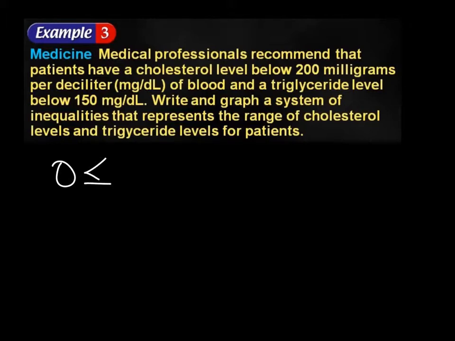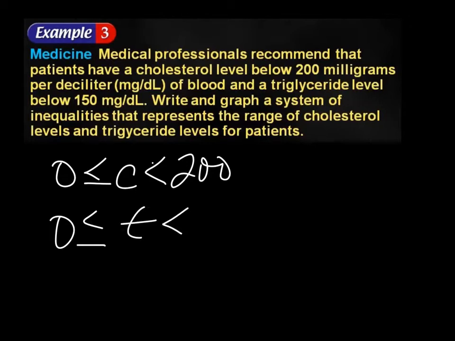0 is our boundary. For cholesterol, the maximum we want to have is 200. They said less than 200, so I didn't make it less than or equal to. And triglycerides, same thing. We cannot be negative. And the biggest, they want it to be below 150. Okay, so there's our system of inequalities.